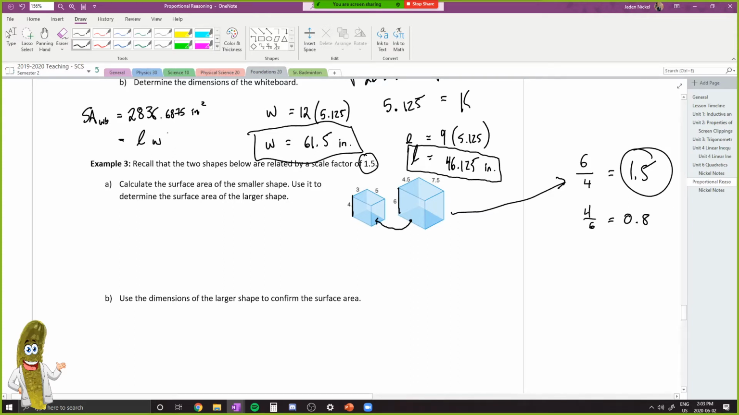So step A says calculate the surface area of the smaller shape. Use it to determine the surface area of the larger shape. When I was doing this, I thought of a cube, and I thought, what's a common object that I know is a cube? And I immediately thought of a little die. And then I asked myself, how many sides does a die have? Most normal ones have 6 sides. And so what that told me is that I will need to do 6 calculations, or have 6 different solutions to be able to get the surface area of this rectangular prism.